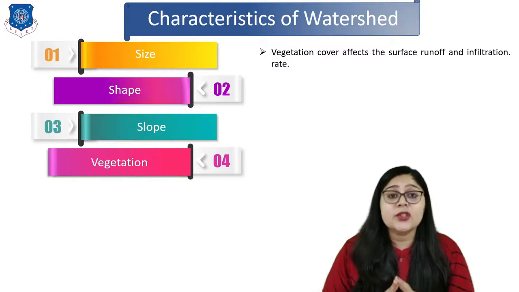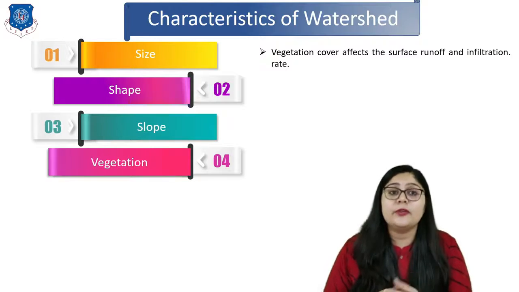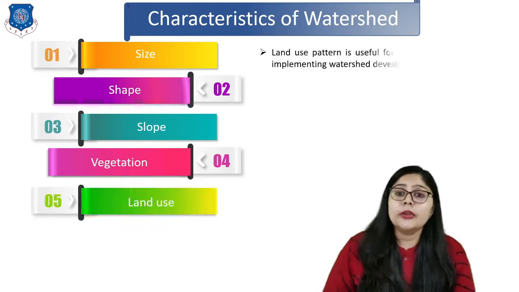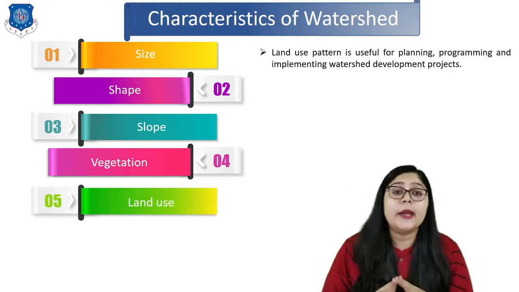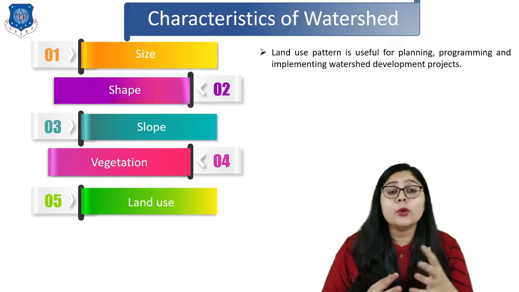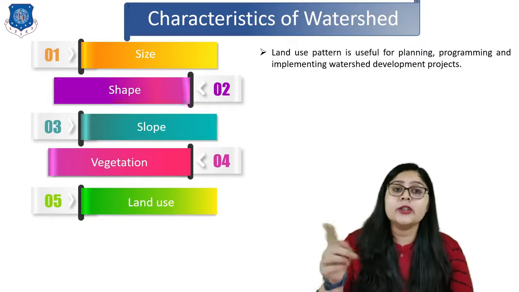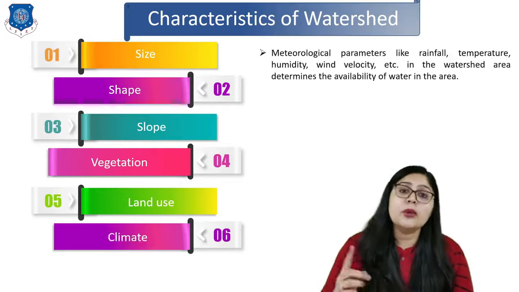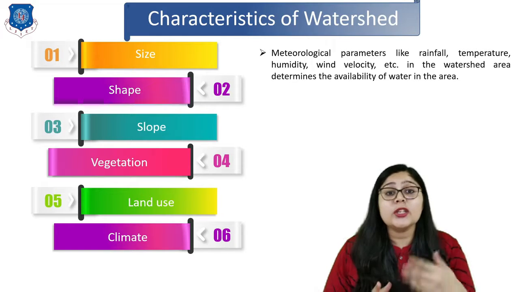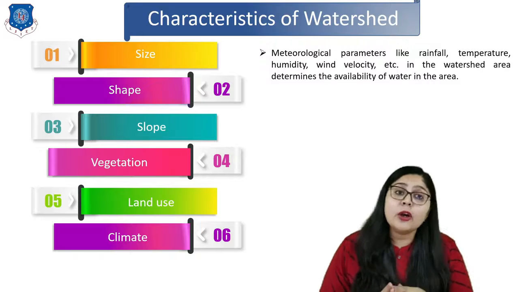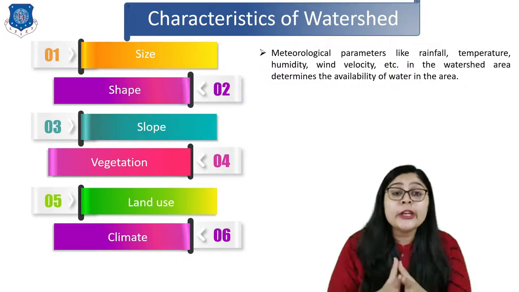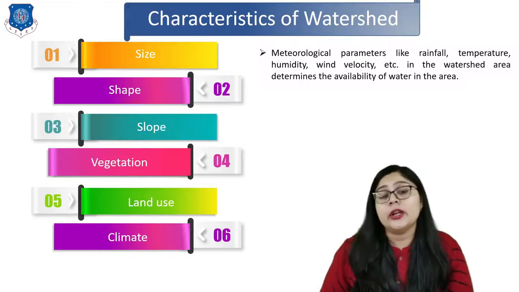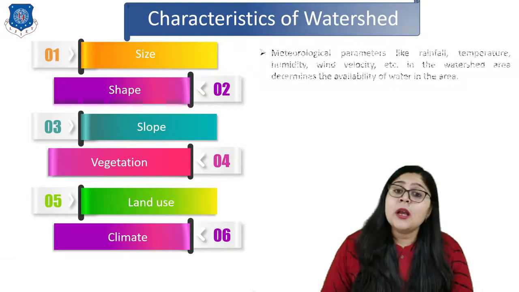It means the vegetation cover affects the surface runoff and infiltration rate, right? The next is all about the land use, where the land use pattern is useful for planning, programming and implementing the watershed development projects, right? The next, sixth one, is all about climate, where the meteorological parameters like rainfall, temperature, humidity, wind velocity in the watershed area determine the availability of water in the area, right?